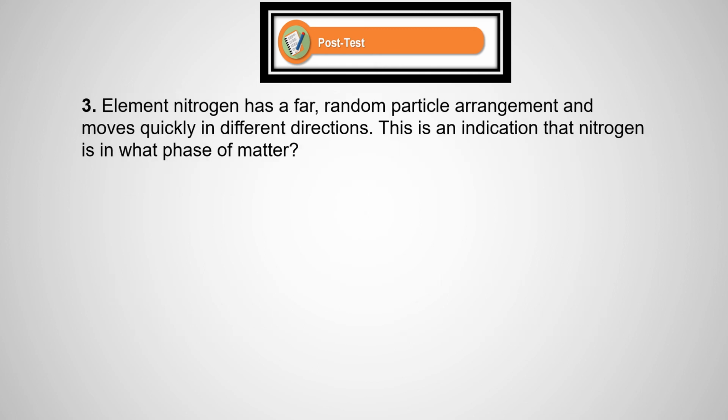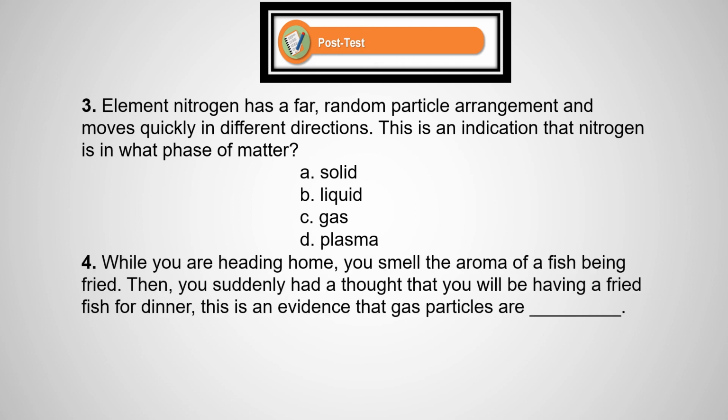Number 3. The element nitrogen has a far, random particle arrangement and moves quickly in different directions. This is an indication that nitrogen is in what phase of matter? A. Solid. B. Liquid. C. Gas. D. Plasma.